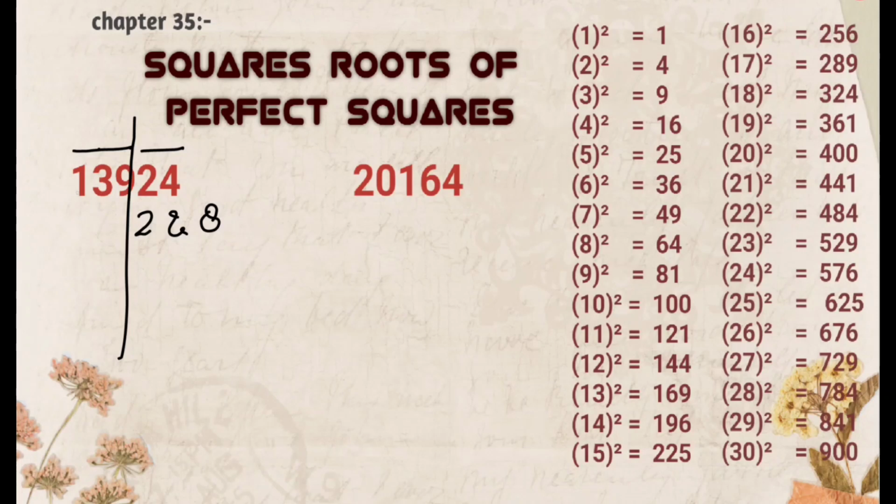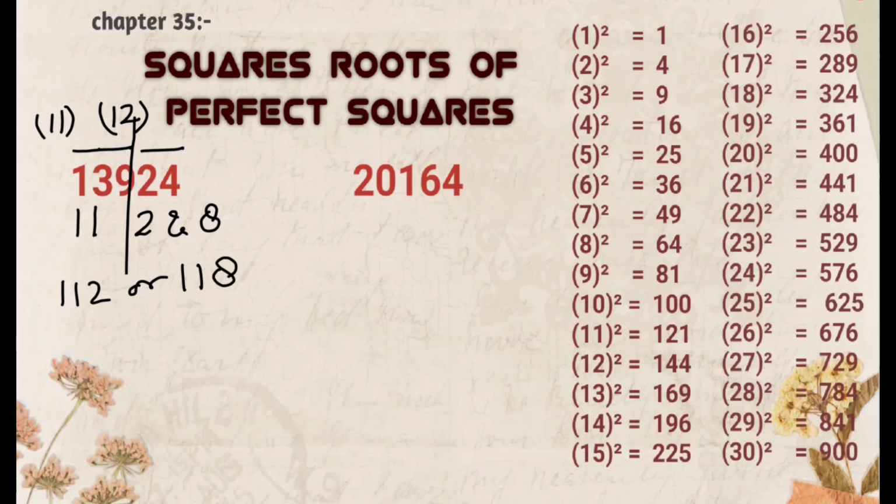Now in the first partition we have 139. So we have to find the number whose square is around 139. Here square of 11 is 121 and square of 12 is 144. So we'll go with the smaller number and we will consider square of 11, that is 121. So here we get 11 as the answer in the first partition. Now the answer will be either 112 or 118.